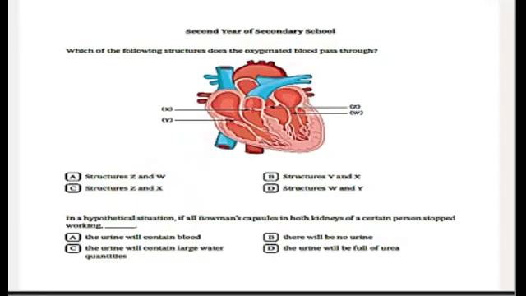If we review the formation and structure of the Bowman's capsule, we remember that the first process in the formation of urine is filtration by the Bowman's capsule. So if the Bowman's capsule is damaged, there will be no urine. So the correct answer is B, there will be no urine.